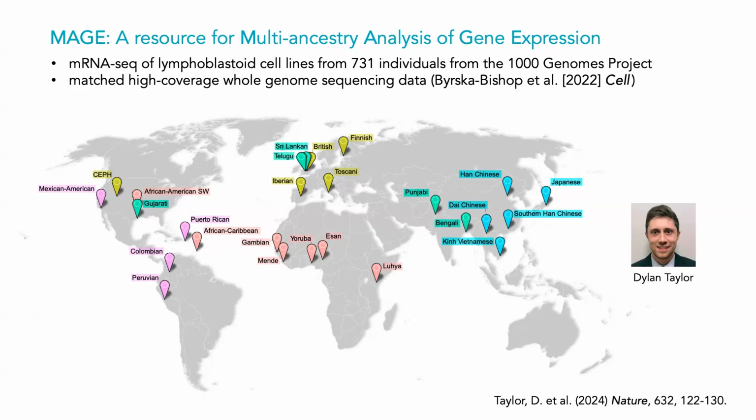And so we can intersect those genome sequencing data with the gene expression phenotypes that we can derive from the gene expression data to do this mapping between genetic variants and patterns that we pull out of the gene expression data.